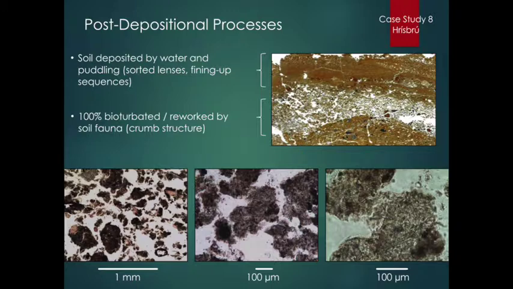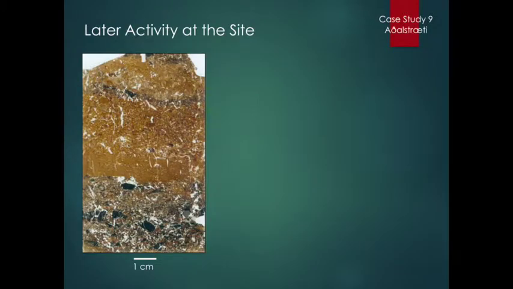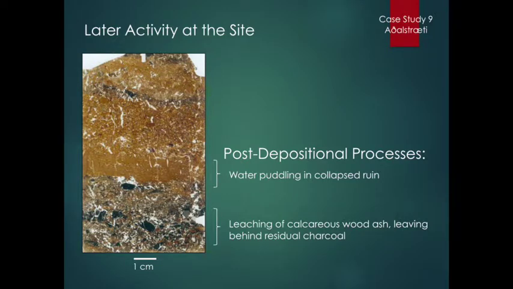And later on, we have evidence for water deposits inside. So lots of sorted lenses, fining up sequences, and it's clear that water was bringing sediment into the area of the ruins, and the sediment there is accumulating with water. It's the same thing at Adelstreite, where we get puddling occurring after the settlement there in the ruins, but also clear evidence for leaching.